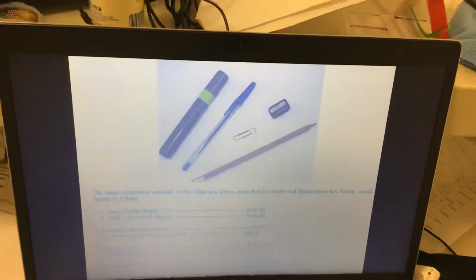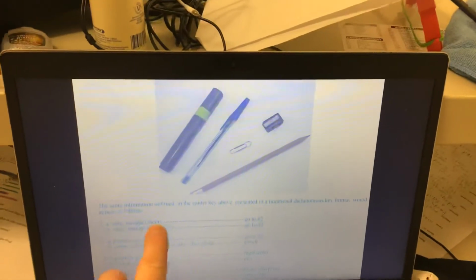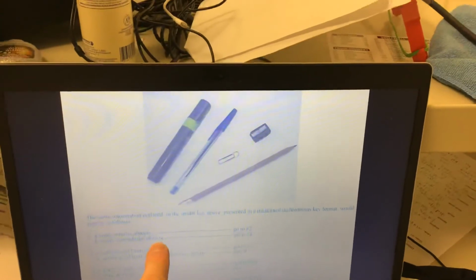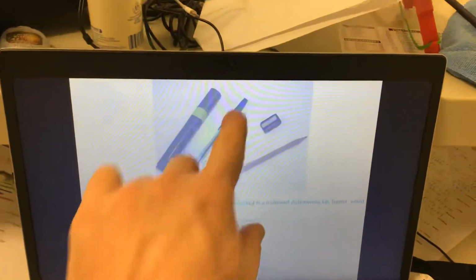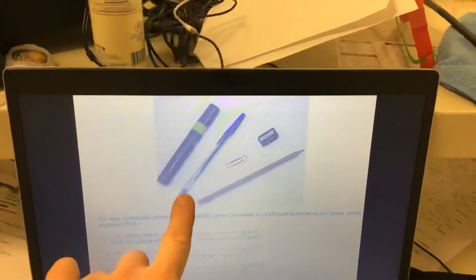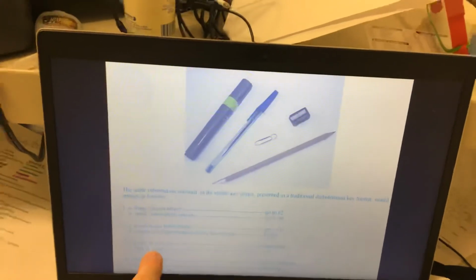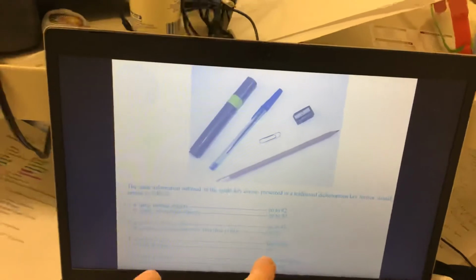It says the same information outlined in the spider key above, presented in a traditional dichotomous key form, would appear as follows. So we're picking this. I have no idea what this is. We all know it's a blue pen, but let's just play dumb here. We start with 1. We always start with 1. Is this a long tubular object or a short non-tubular object? Well, it looks long and tubular to me. So it says go to 2. Constructed from plastic, or constructed from materials other than plastic. I would say this was plastic. So go to 3. Green and gray, or blue and clear. We're looking at it. It's blue and clear. It's the pen.